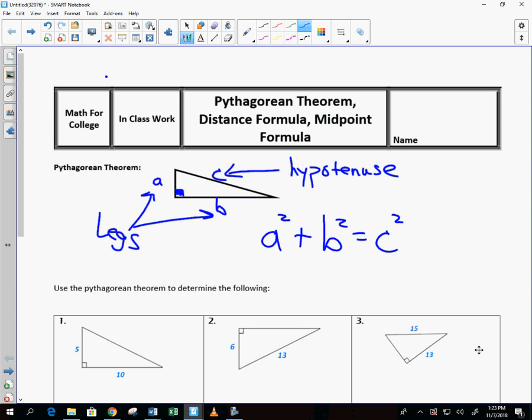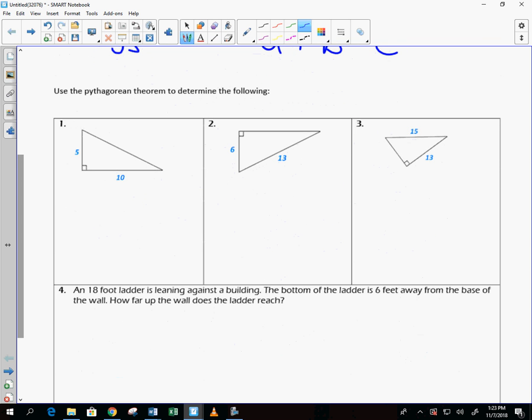You've done it well. I will tell you that trigonometry is basically the Pythagorean theorem on steroids. There's so many different ways of looking at the Pythagorean theorem, and it's super powerful. We're going to look at the basics of it today, along with the distance formula and the midpoint formula. It says use the Pythagorean theorem to determine the following. We want to find this length right here.